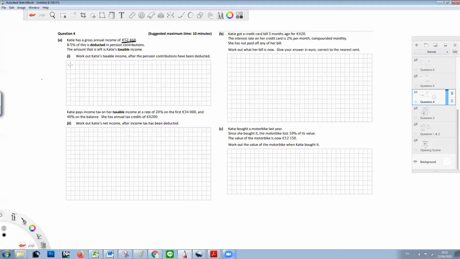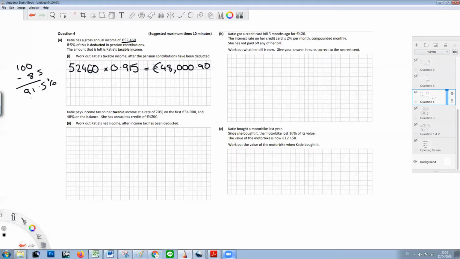So we know that she earns 52,460. But she's deducted 8.5% of this. So 100 minus 8.5 is equal to 91.5. So she's left with 91.5%, so we multiply this by 0.915, which is equal to 48,000.90. Just be sure that is a decimal point in case people think it's a comma. So the amount that is left is Katie's taxable income. So that's her taxable income.